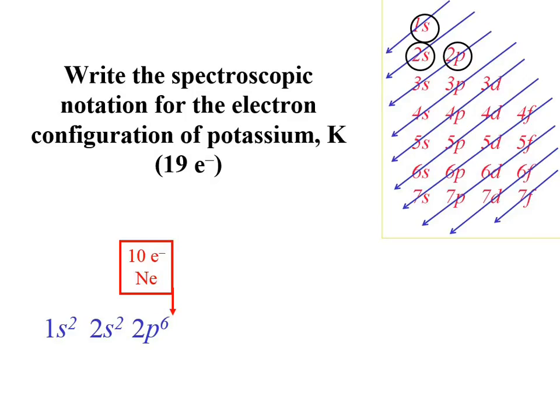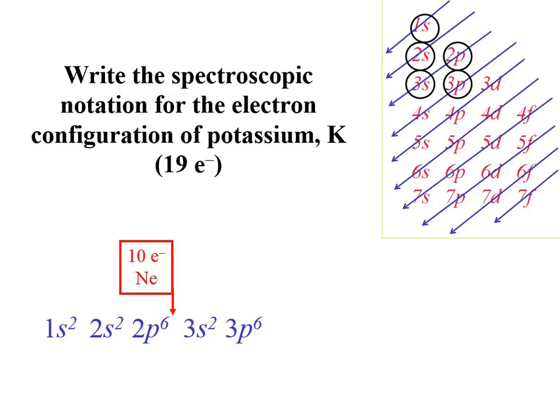So then we continue on our arrow diagram. The 3s2 will bring us up to 12 electrons. Then we're ready for the p-type subshell. If I'm at 12, I can put 6 in a p-type, so 12 plus 6 is 18. I'm still under my 19. You've got to keep an eye on that. So 3p6 looks good to me.